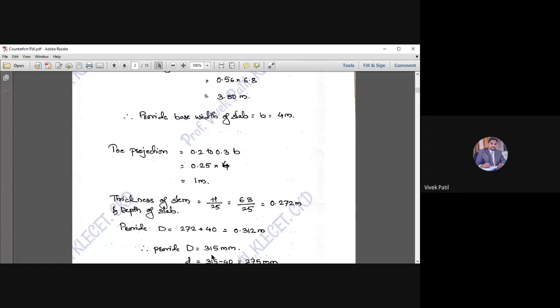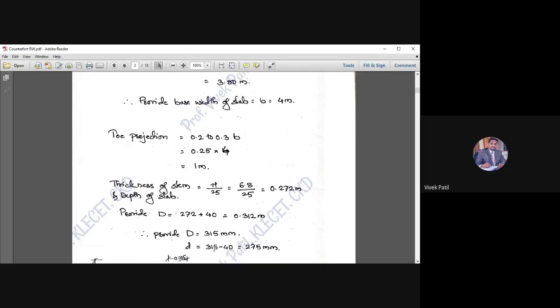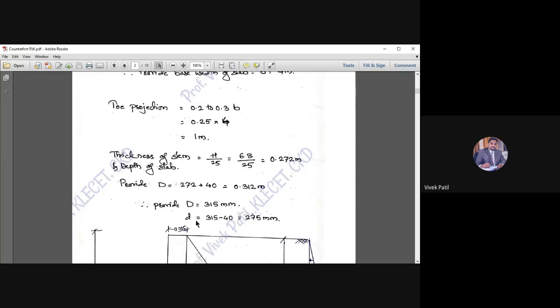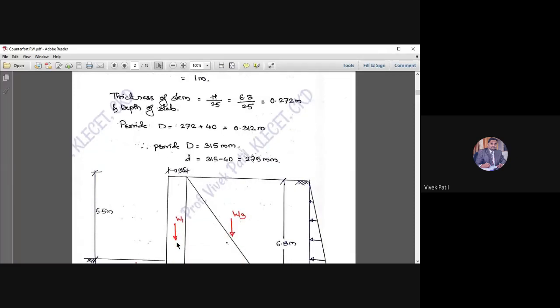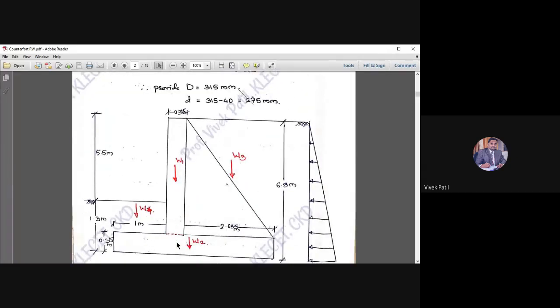So d equal to small d, that is the effective depth, will be equal to 315 minus 40. Just check it. 275 mm. Okay. So these are the design considerations we have done related to the stem, base slab, toe and heel projection also we have considered. So this is the diagram for that.